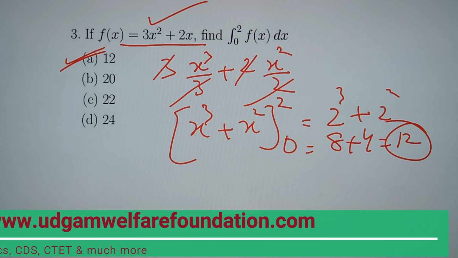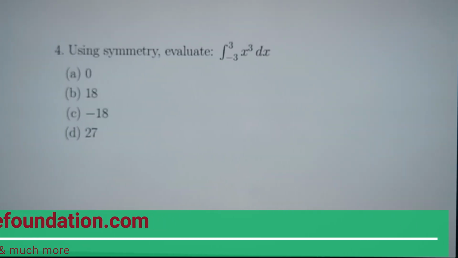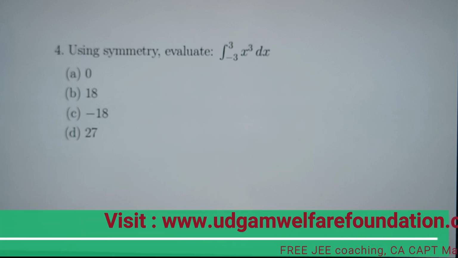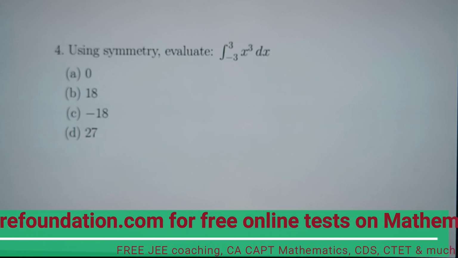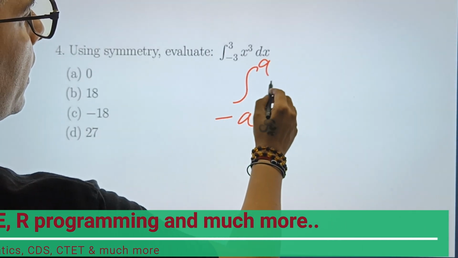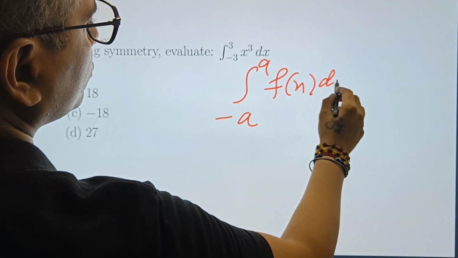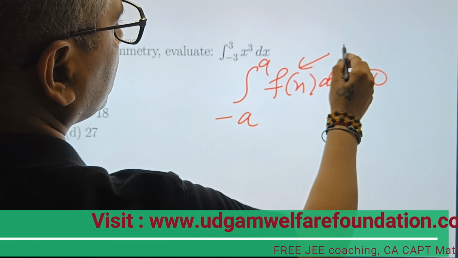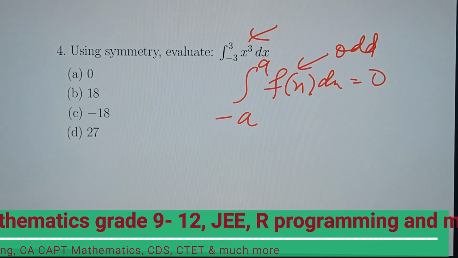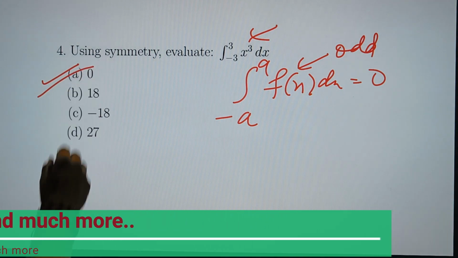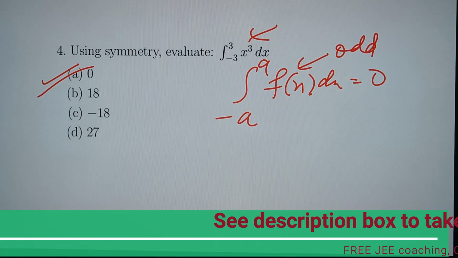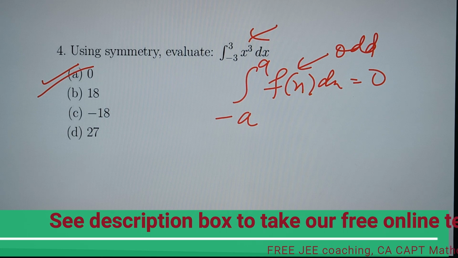Now let's move towards question number 4. So students, question number 4 states that using symmetry evaluate integral minus 3 to 3 of x cube. So what does it mean? We have a property which we have already discussed, that integral minus a to a of f(x) dx equals 0 when this function is odd. So x cube here is an odd function, therefore the value of this integral is 0 here. Very simple. I hope the concept is clear now, as we have already discussed this property before.